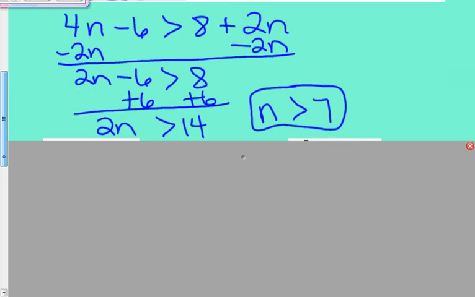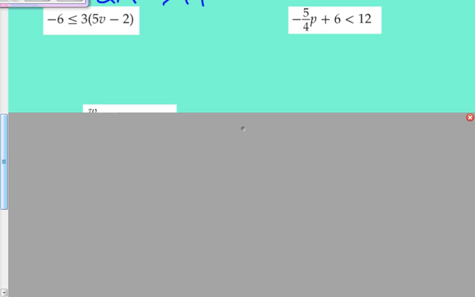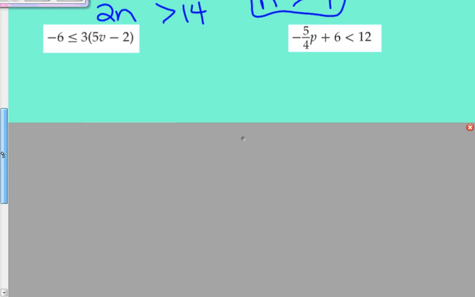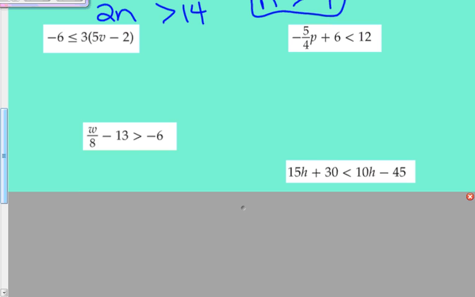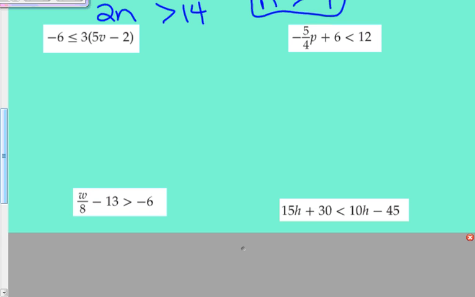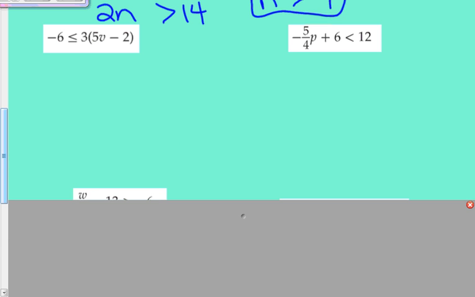That finishes that problem. Let's go to the next ones. I think I'm going to pause here for a second, get us some more room. All right, here we go.